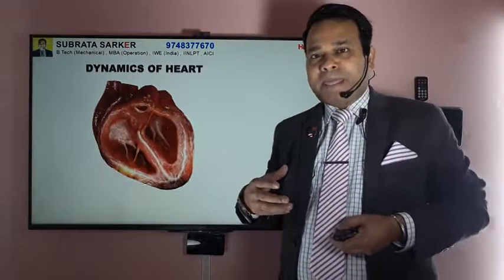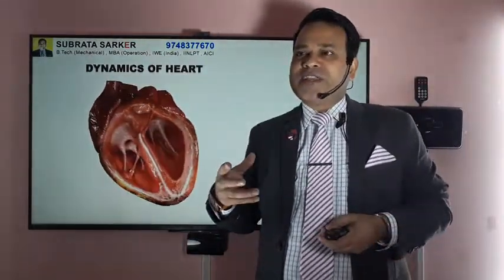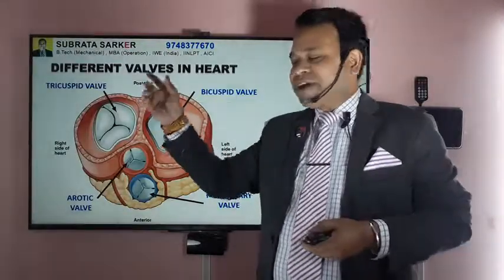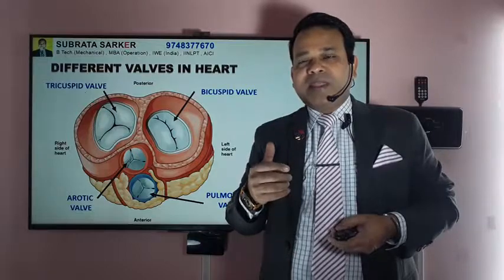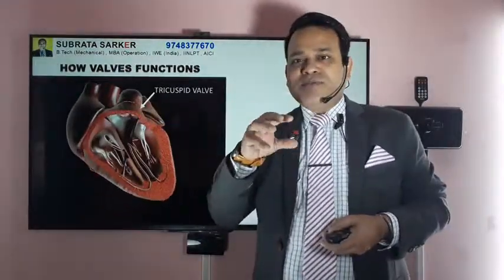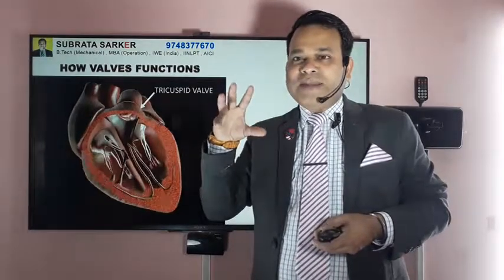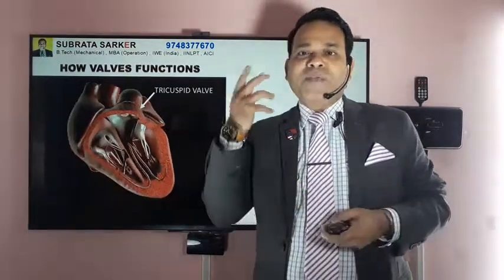And if we talk about the different valves, there are 4 valves in our heart: the tricuspid valve, pulmonary valve, aortic valve, and bicuspid valve. You can see in this picture how the tricuspid valve is working, because in one movement it allows the blood to go inside, and in another movement it stops and pumps outside.